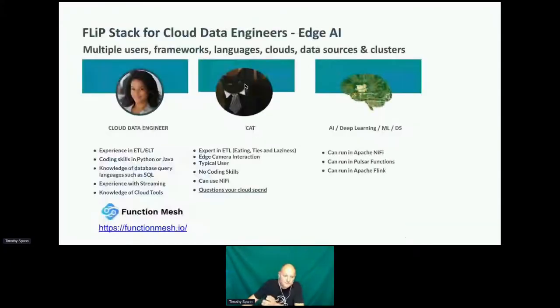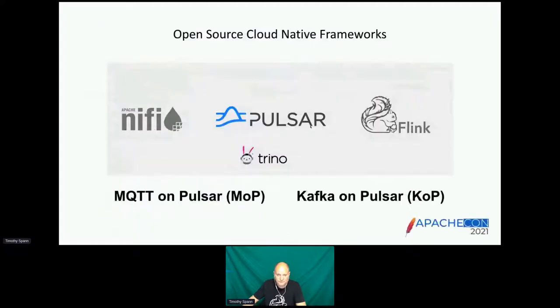So FLiP stack, who's the FLiP stack good for if you do edge AI? Cloud data engineers. If you know a little Python, you know a little Java, you're in good shape. SQL will help too. Now I'm using a lot of open source cloud native frameworks. Specifically Apache NiFi, Apache Pulsar, Apache Flink, as well as sometimes I'm using Trino, which is a really nice way to interface with Pulsar. And we're using the MQTT on Pulsar connector. Sometimes I use the Kafka on Pulsar connector as well. You know, there's a couple of options there.